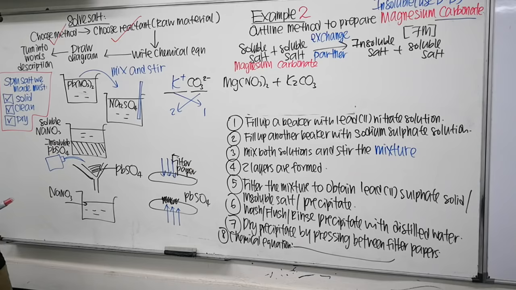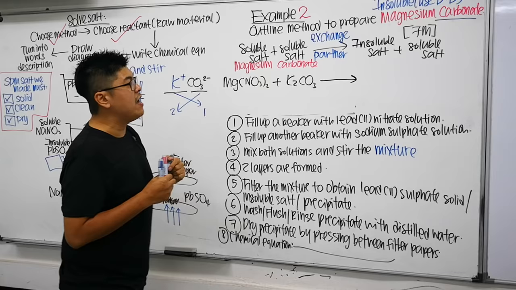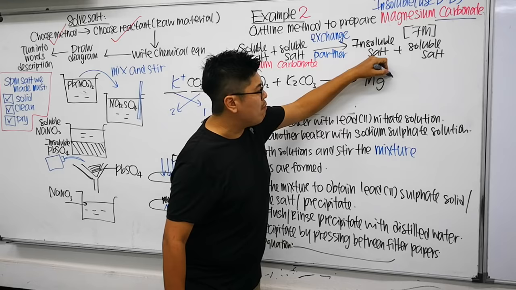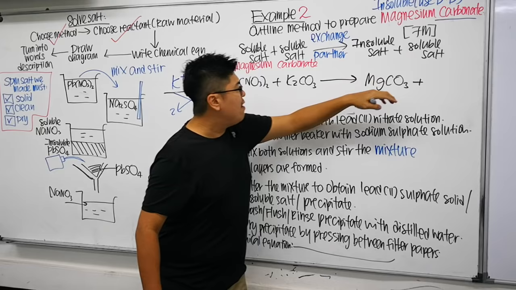To complete the equation, you need to let them change partner. So magnesium will go to the other partner called carbonate. You get magnesium carbonate, which is what you want to make. Clear? And another side product, the potassium will attach with nitrate. You will get potassium nitrate.